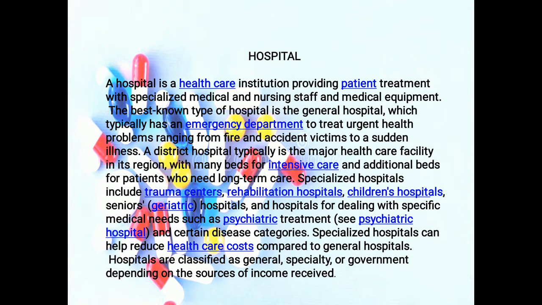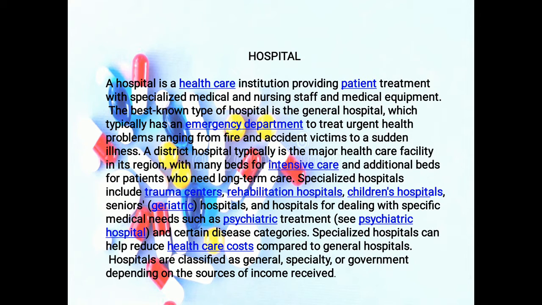Now we concentrate on the hospital. The hospital is a healthcare institution providing patient treatment with specialized medical and nursing staff and medical equipment. The best known type of hospital is the general hospital, which typically has an emergency department to treat urgent health problems ranging from fire and accident victims to a sudden illness. A district hospital typically is a major healthcare facility in its region with beds for intensive care and additional beds for patients who need long-term care.